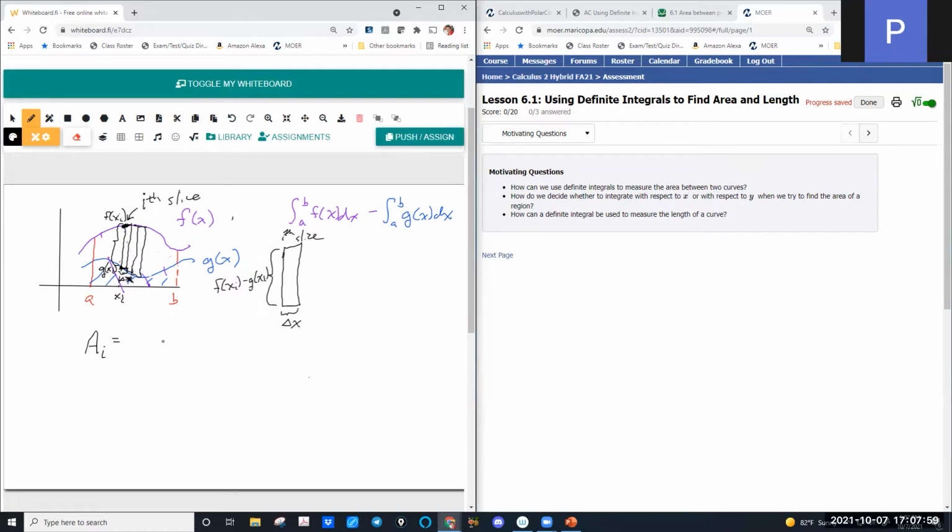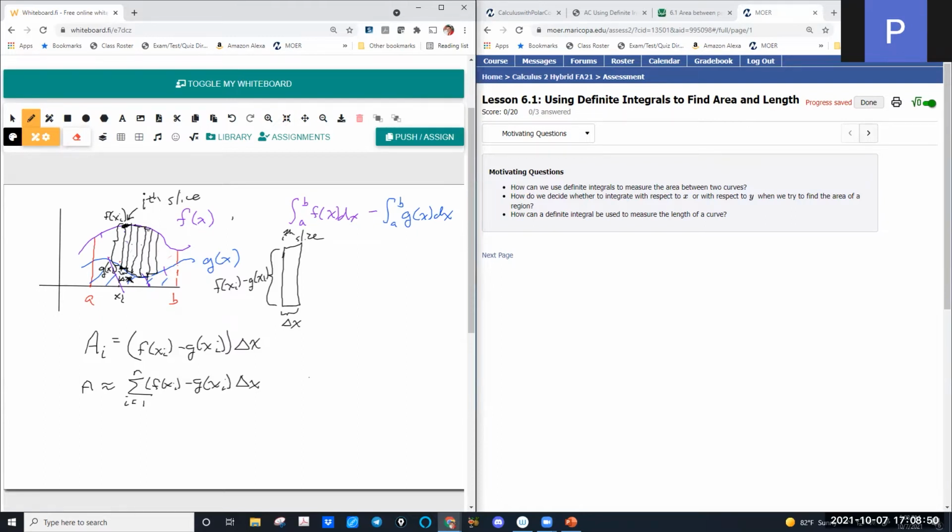Well, now we've got the height and width of our rectangle. So the area is f of x sub i minus g of x sub i times delta x. That's for just the ith slice. Well, what we do is then we approximate the area using a Riemann sum. The Riemann sum is going to go from 1 up to n of basically this. What we're doing now with the Riemann sum is we're summing up all these rectangles. This rectangle, this rectangle, this rectangle, this rectangle, this rectangle.